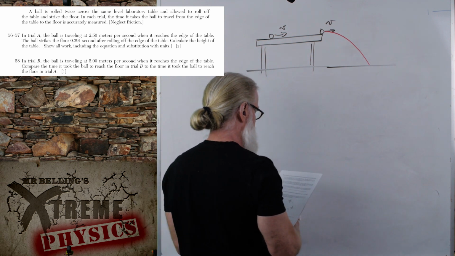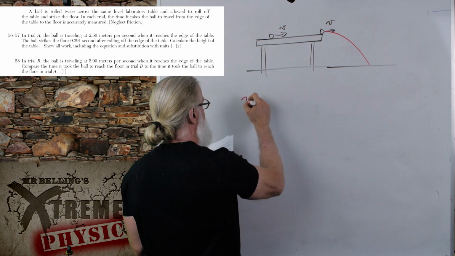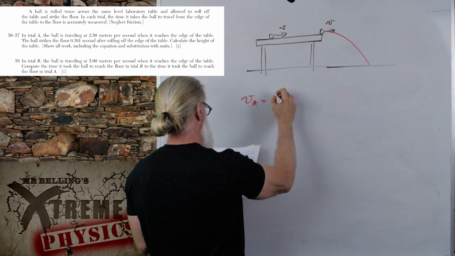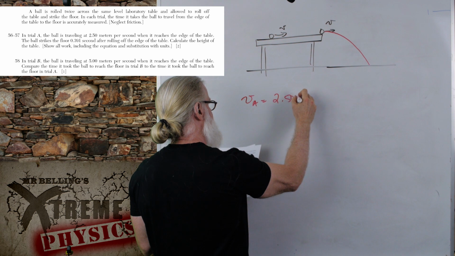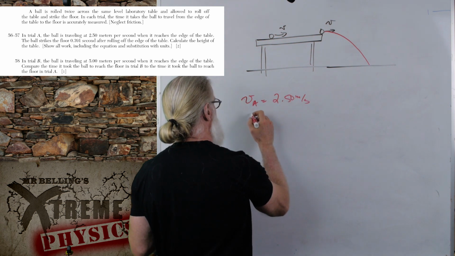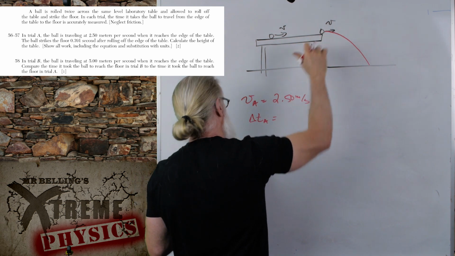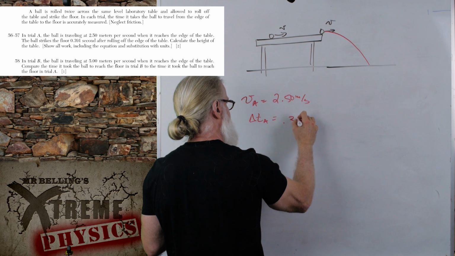It's in free fall. In trial A, the ball is traveling 2.5 meters per second, so vA equals 2.5 meters per second. The ball strikes the floor at 0.391 seconds. So the time for A to get to the ground, from here to here, is 0.391 seconds.